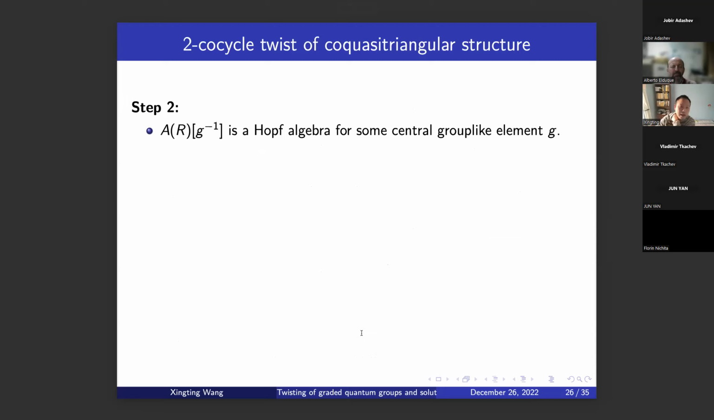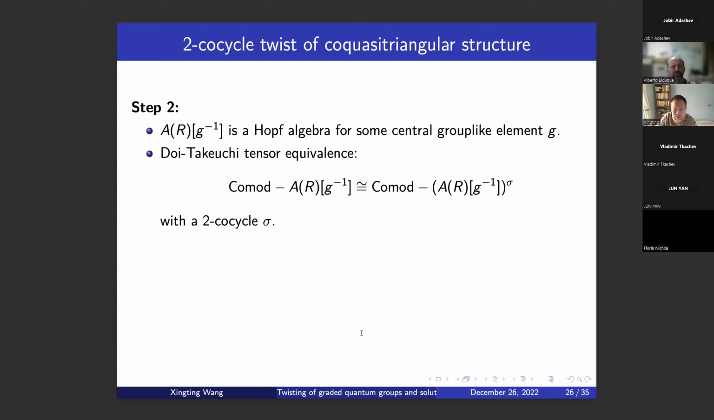Sometimes, not every time, A_R is a bialgebra but not a Hopf algebra. But in most of the examples we care about, you can find a central group-like element inside this FRT construction, and when you invert it, it becomes a Hopf algebra. In most of the examples we care about, you get a Hopf algebra, and that is actually the Hopf envelope. That's a very important point: the Hopf envelope of A_R can be obtained by inverting some central group-like element.